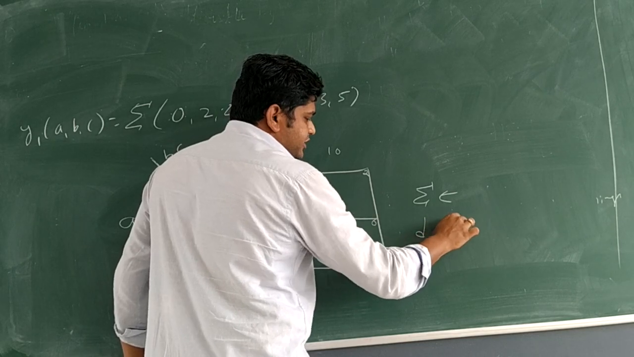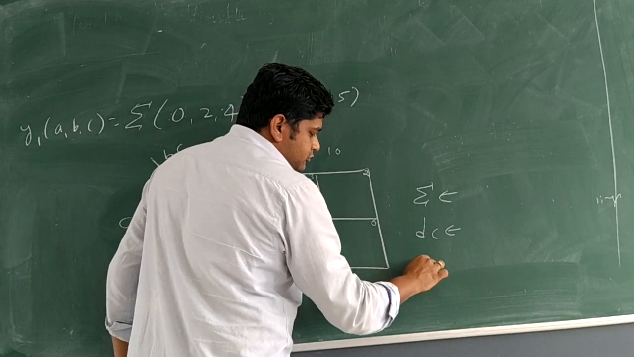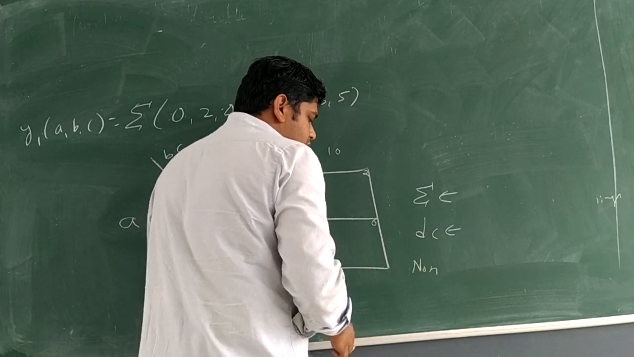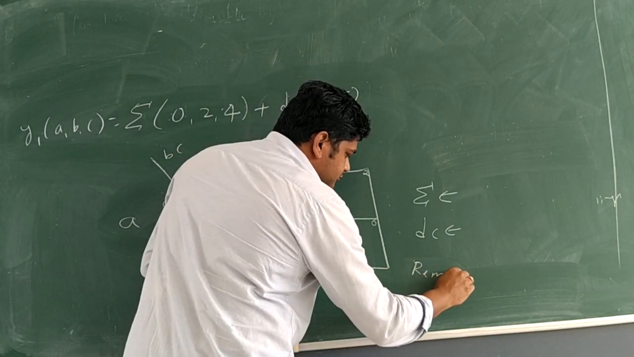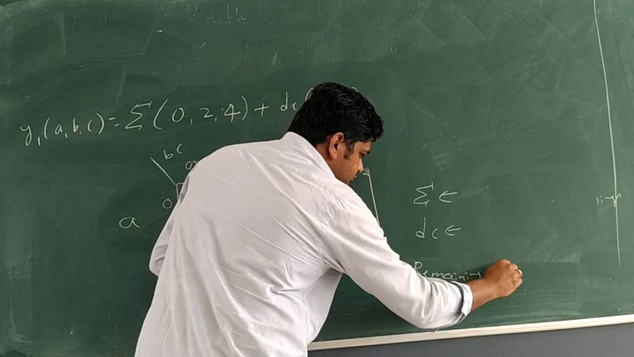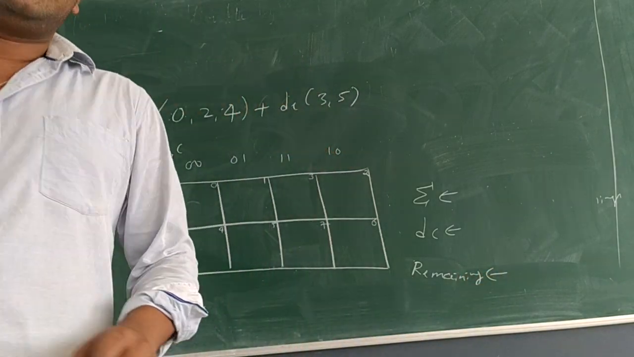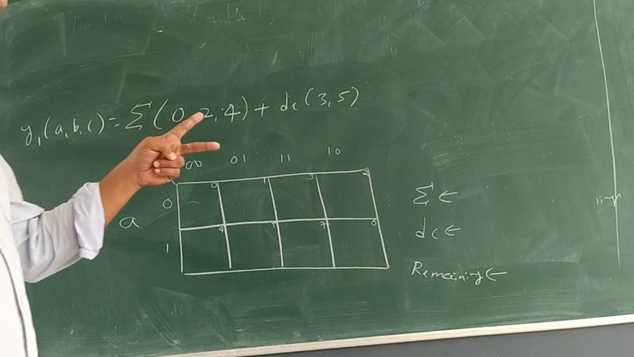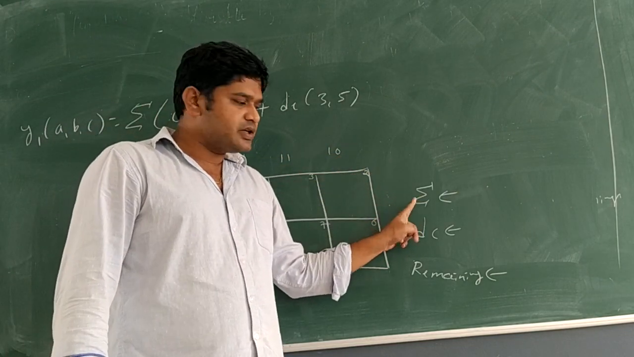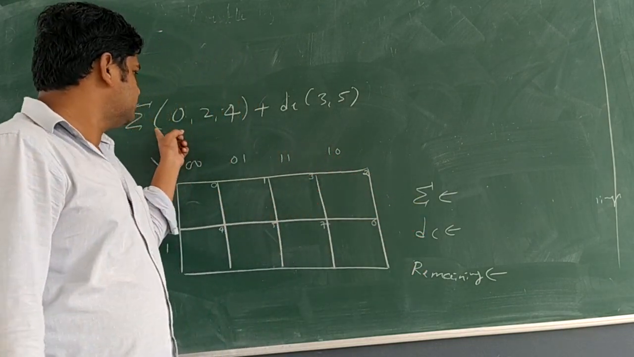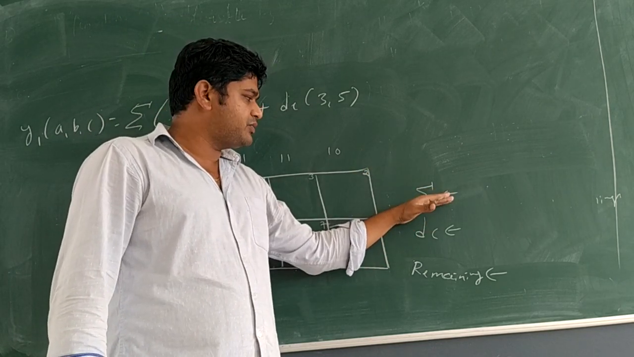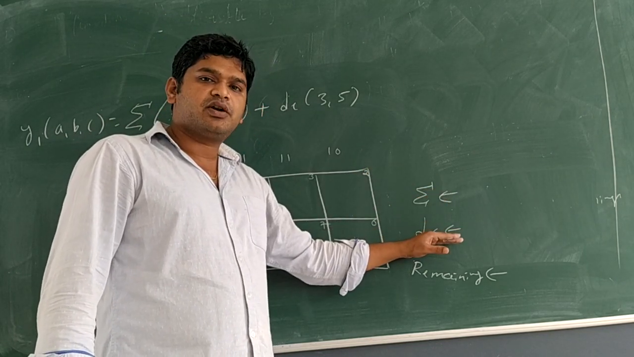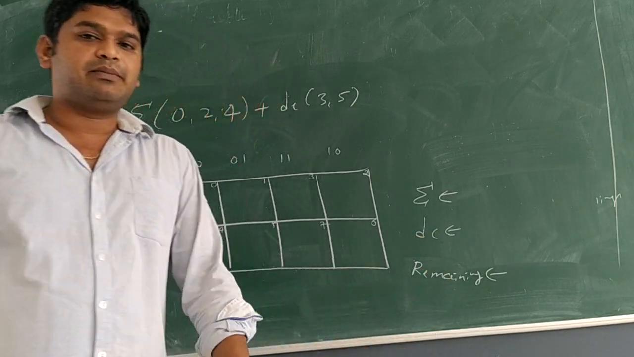Summation set, DC set. Third one is remaining set. Okay. There will be 3 sets, but 2 will be defined: summation set and DC set. They will give in the problem. So of course, not given in summation as well as not given in DC belongs to remaining.